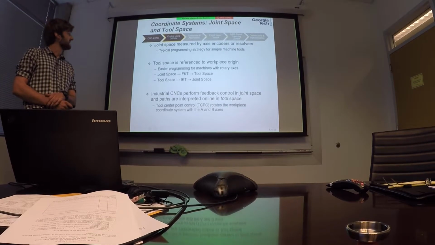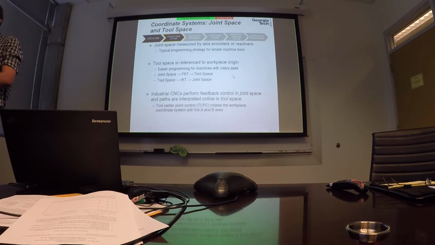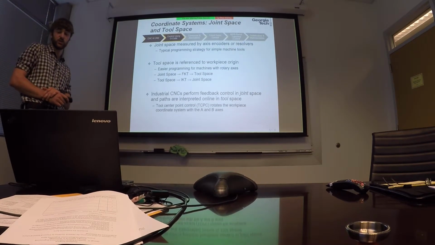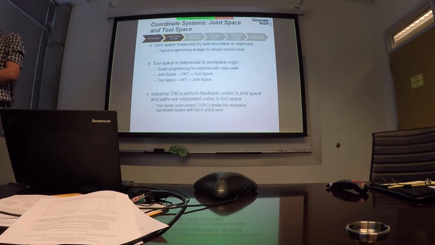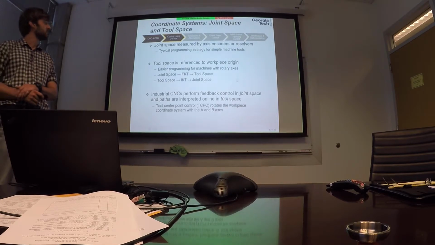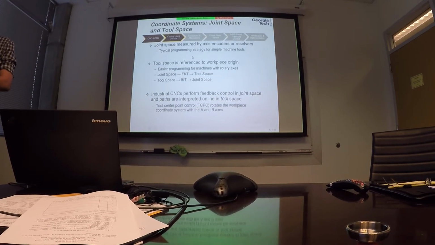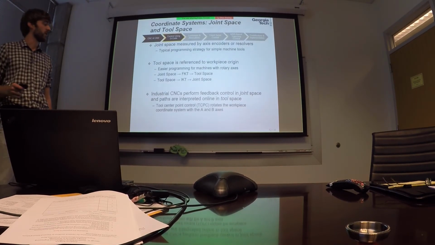Tool space is actually referenced to the workpiece origin. So this coordinate system rotates as the workpiece rotates. So if the workpiece is attached to a rotary table and we rotate the table, the coordinate system rotates. And the reason why we do this is to make it easier to program parts in 5-axis. We can just refer simply in the workpiece coordinate system. We don't have to worry about how that changes.